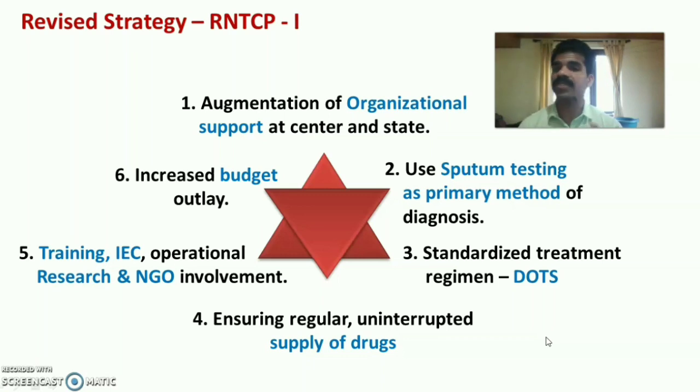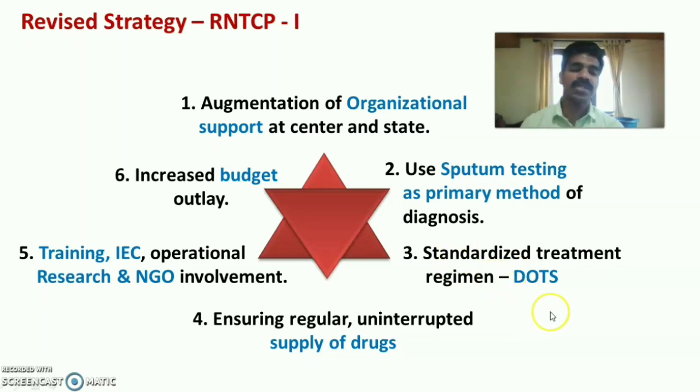The next is the revised strategies of RNTCP phase 1. There were mainly 6 important revised strategies under RNTCP phase 1. The first one is augmentation of organizational support at center and state. Augmentation is nothing but expansion or development of organizational support from the central government, state government and district level. The second strategy was to use sputum testing as the primary method of diagnosis for TB cases in India.